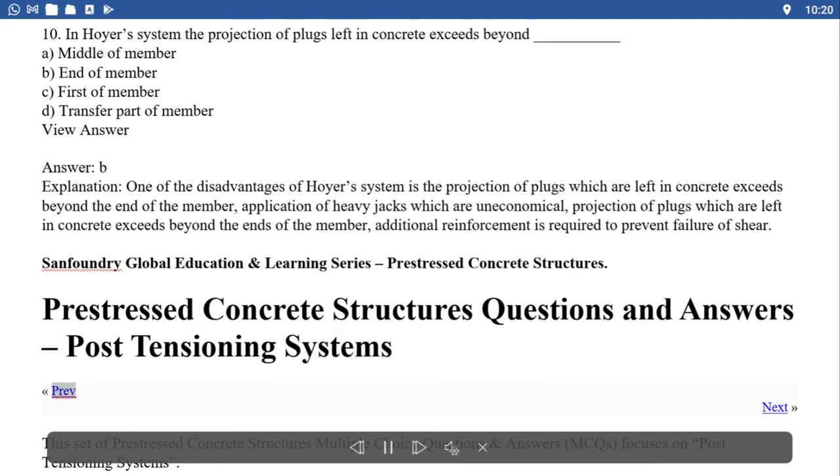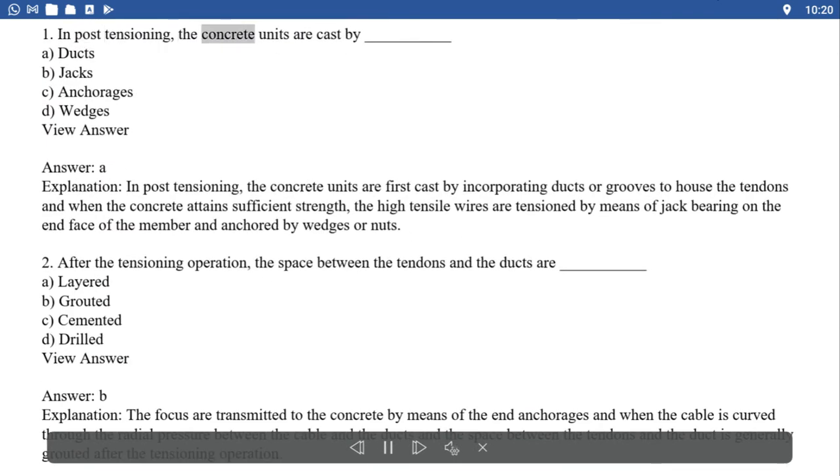This set of pre-stressed concrete structures multiple choice questions and answers, MCQs, focuses on post-tensioning systems. 1. In post-tensioning, the concrete units are cast by A. Ducts. B. Jacks. C. Anchorages. D. Wedges. Answer.